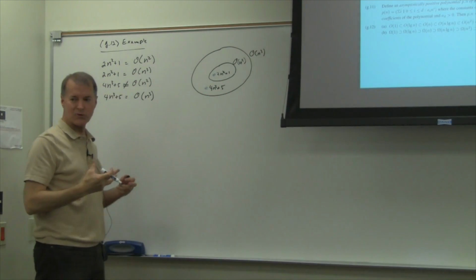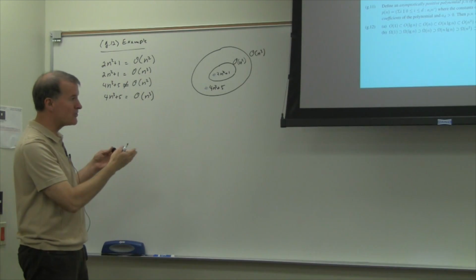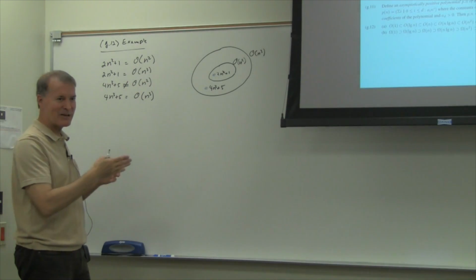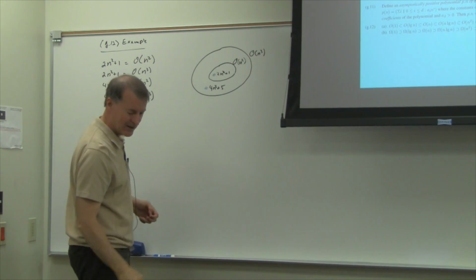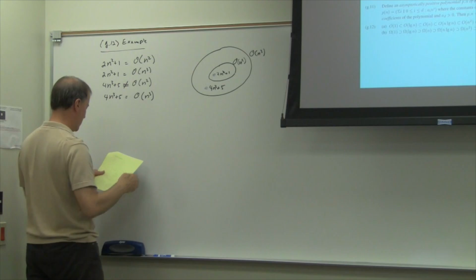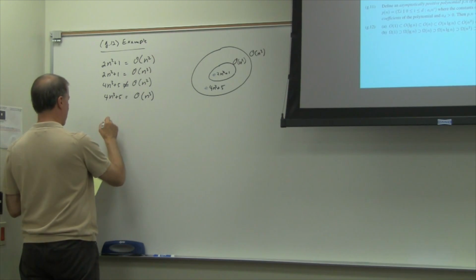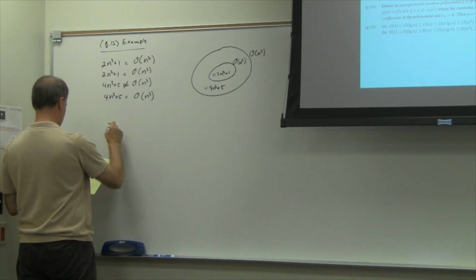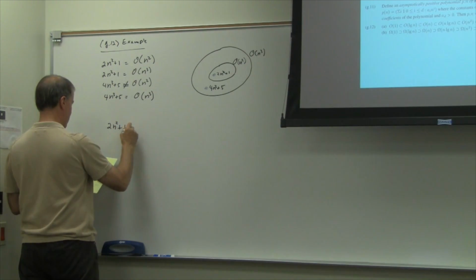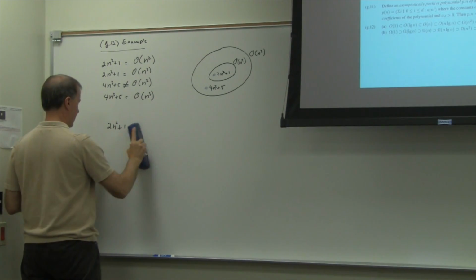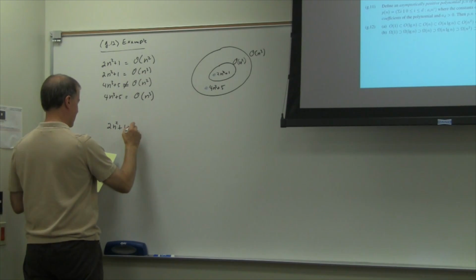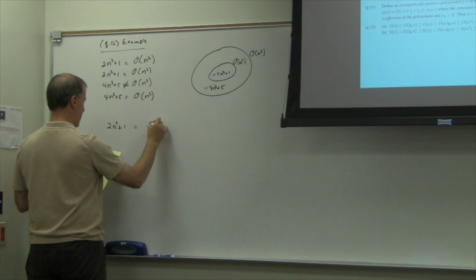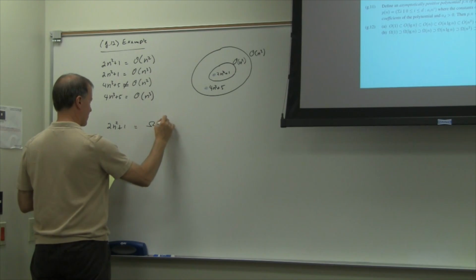Right? So, I mean, these really are sets. Even though we say equals, like we said last time, we should be saying "is an element of." And of course, this works the other way around. What about here? Let's do 2n squared plus 1. Yeah, these should be elements of instead of equals, but whatever. Equals big omega of n squared.